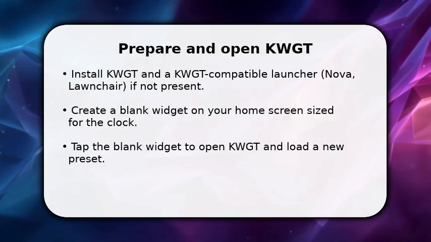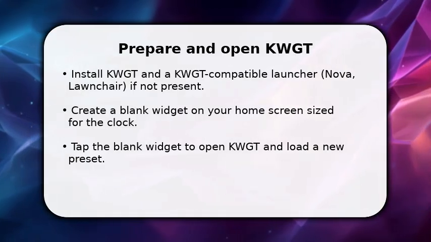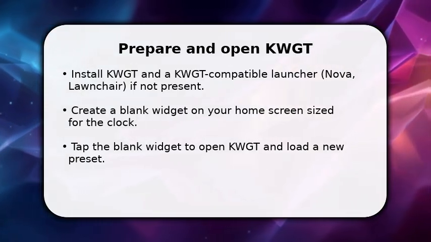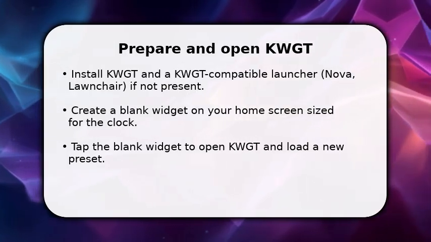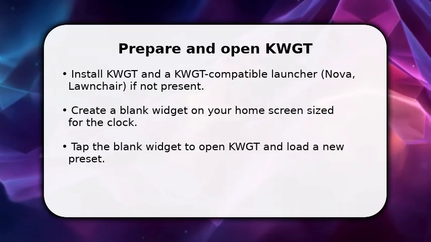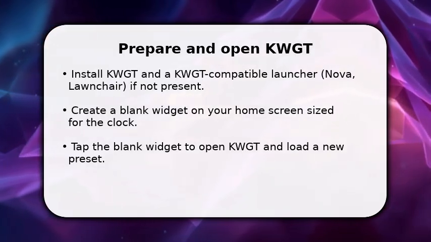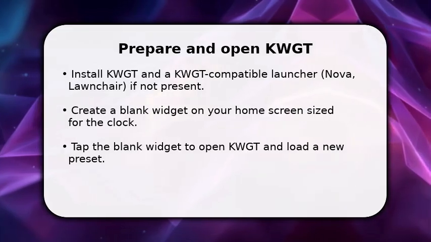You start by installing KWGT and a launcher that supports custom widgets. Once installed, add a blank widget the exact size you want for the clock. Open the widget editor immediately. This is where you control every visual. You will choose a new preset or create one from scratch.